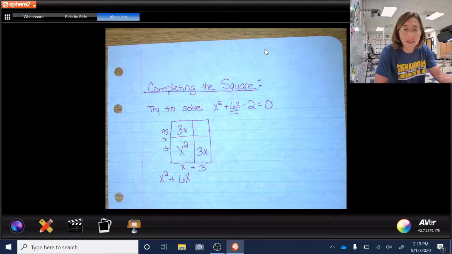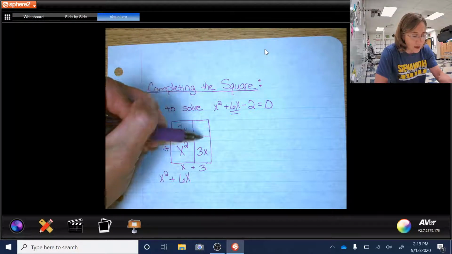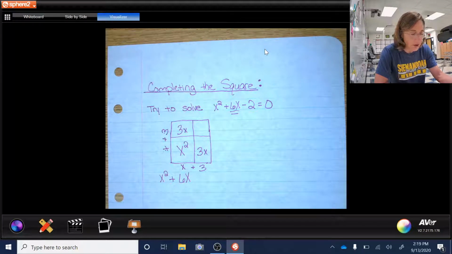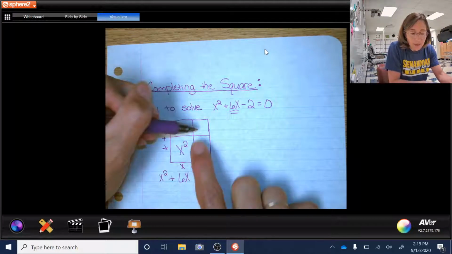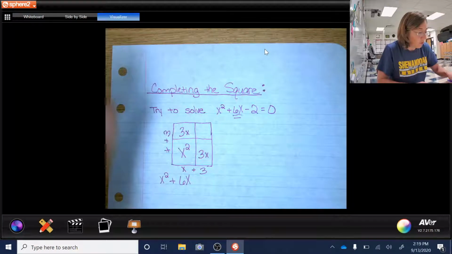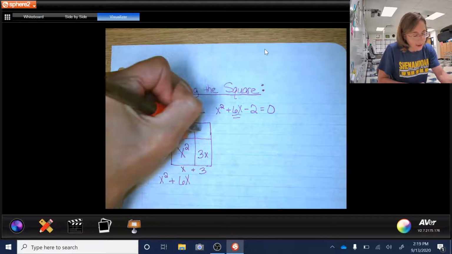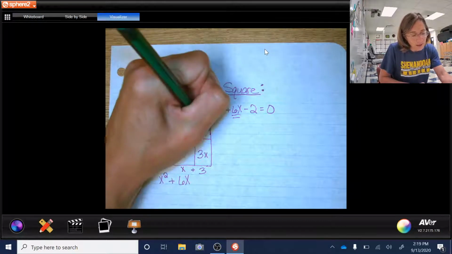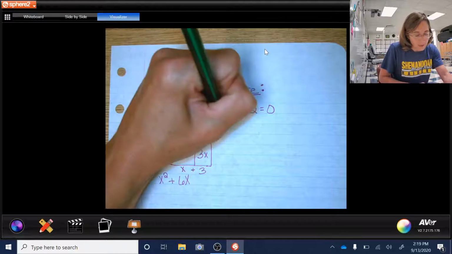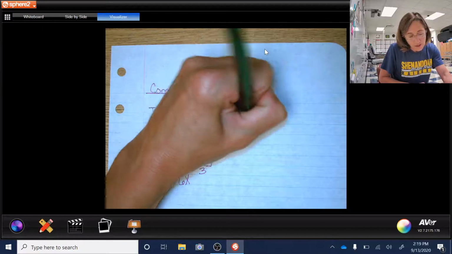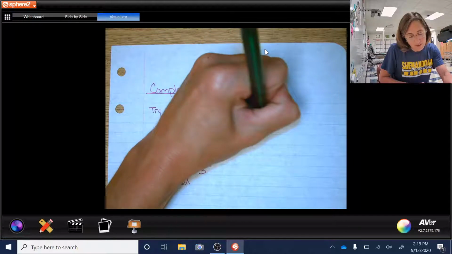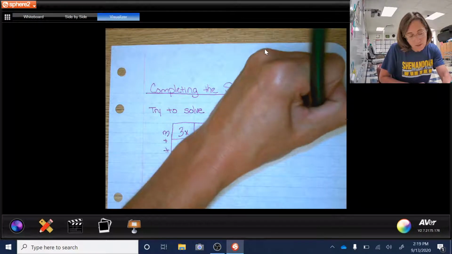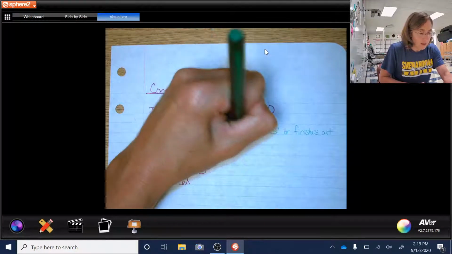So this is why they call it completing the square. I want to finish out this square here. What would finish out this square? Well, if it's a 3 by 3 section, 3 times 3 would be 9. So I would need to add a 9. Let's see, I think I'm going to do that in green. So plus 9 would complete that square. This completes or finishes out the square.